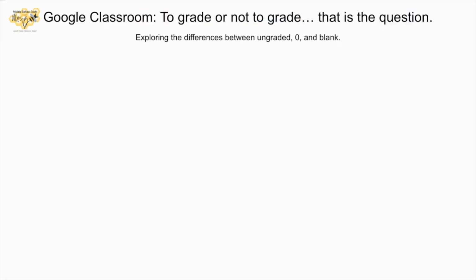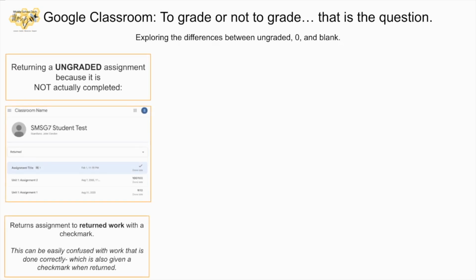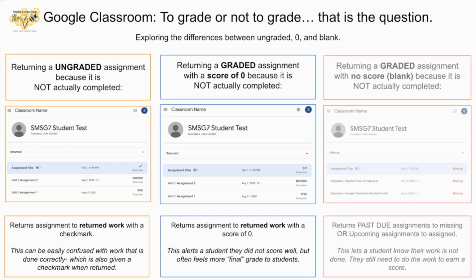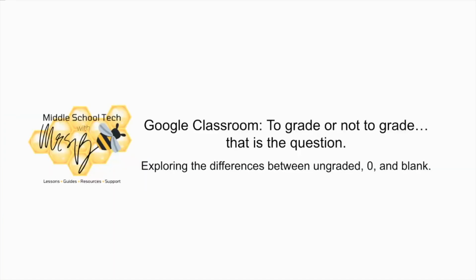Let's take one more look at the difference between your three options. If you return an ungraded assignment because it is not actually completed, it will return the assignment to the returned work with a check mark. If you return a graded assignment with a score of 0 because it is not actually completed, it will return the assignment to the returned work with a score of 0. If you return a graded assignment with no score because it is not actually completed, it will return past due assignments to missing or upcoming assignments to assigned. I hope that helps you decide the best option for your classroom.